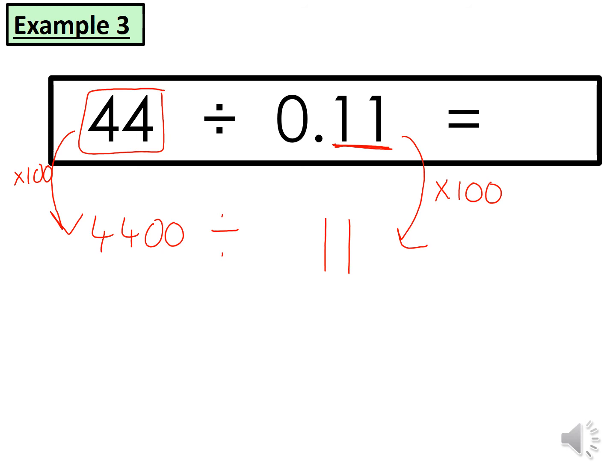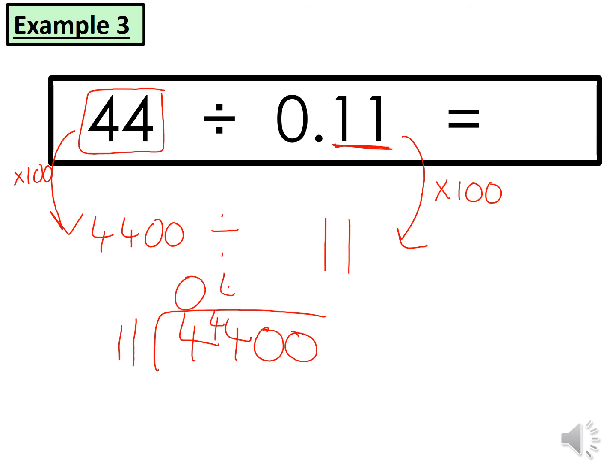We have a nice simple calculation here. We use the bus stop method. 4,400 divided by 11. How many 11s go into 4? 0. Carry the 4. How many 11s go into 44? 4. And the remaining are 0, because 11 goes into 0 zero times. So our answer to this question is 400.